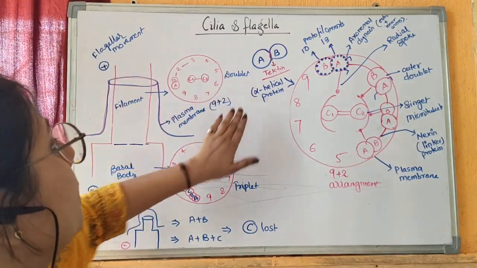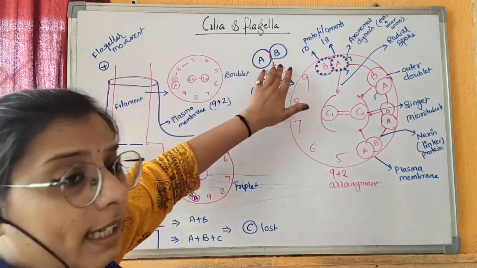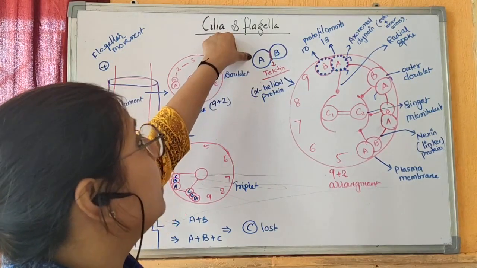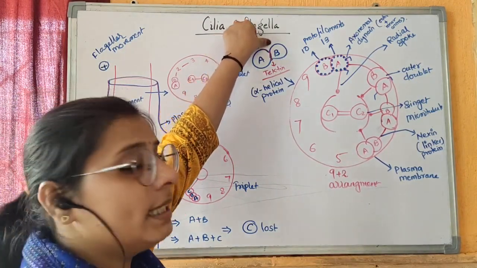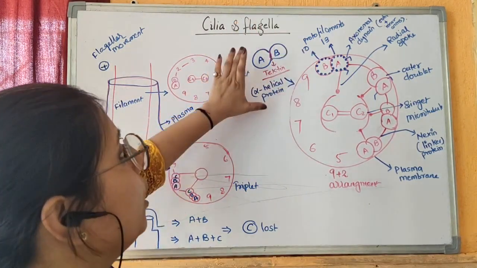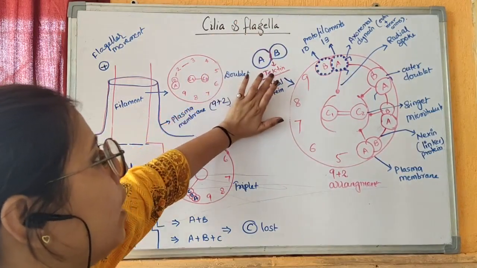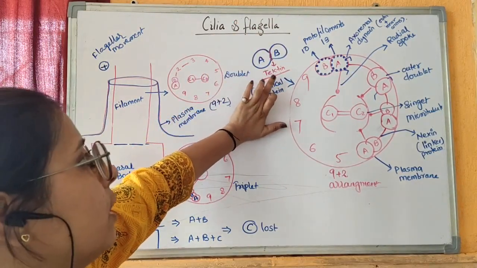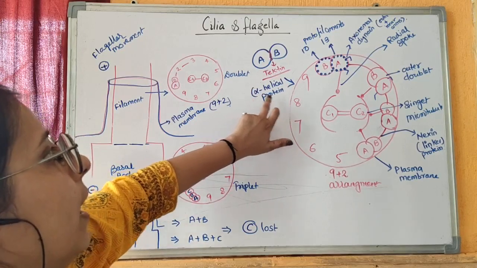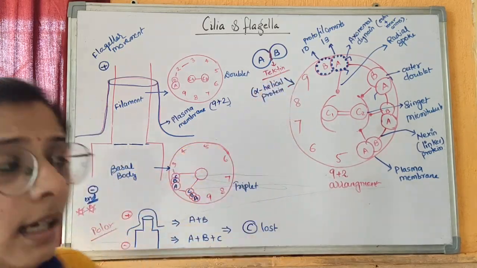The doublet of this filament has A and B rings. A has 13 protofilaments and B has 10 protofilaments. Both A and B rings are joined together by a special protein, an alpha helical protein known as tektin.